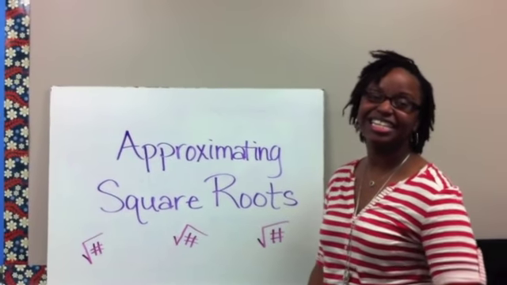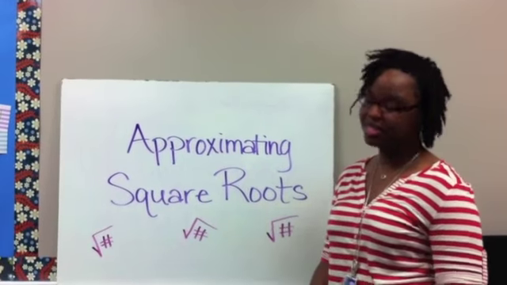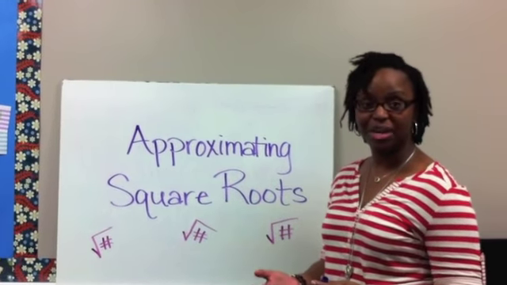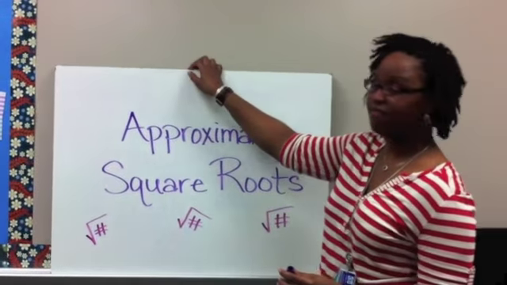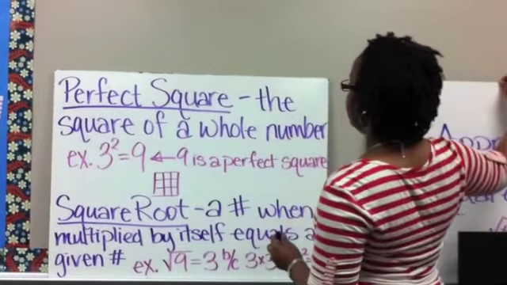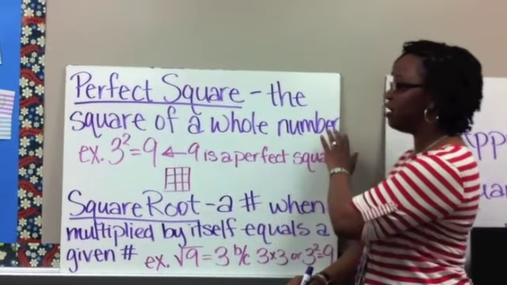Alright guys, today's lesson is about approximating square roots. We've talked about perfect squares and square roots, so let's review that first. So a perfect square is the square of a whole number.